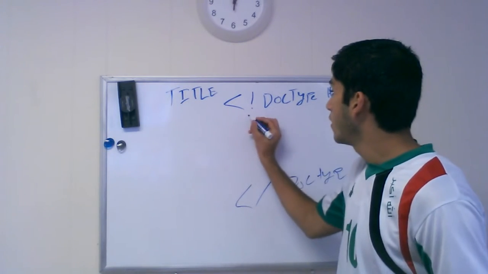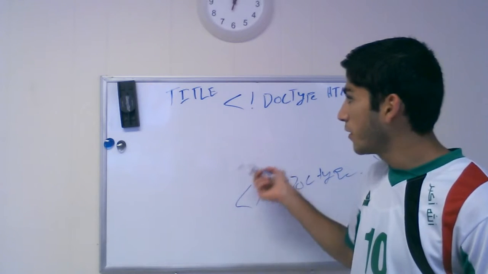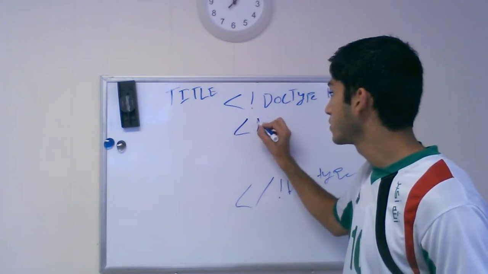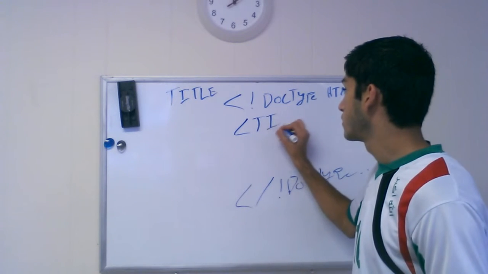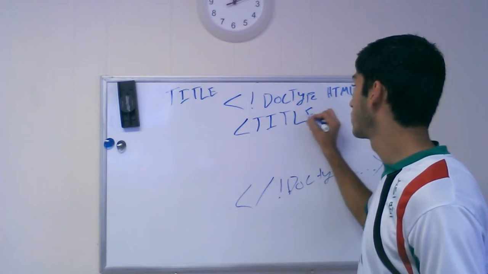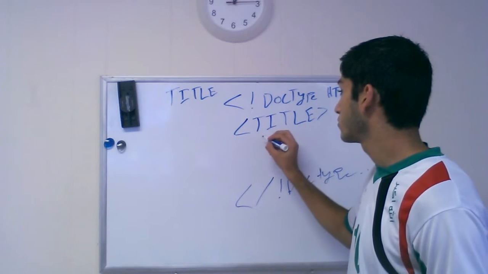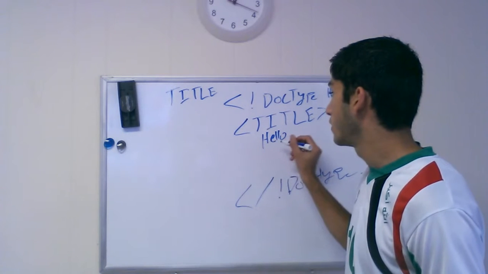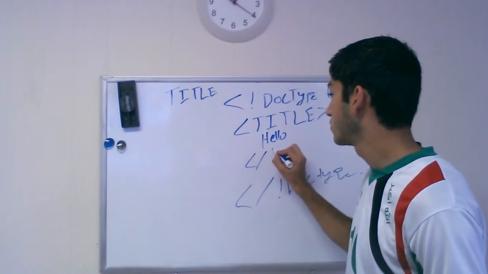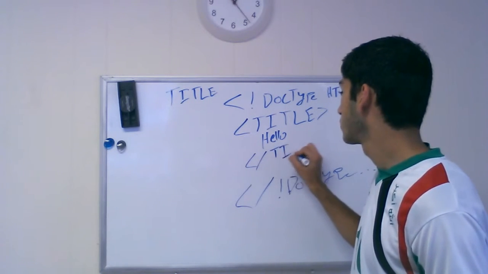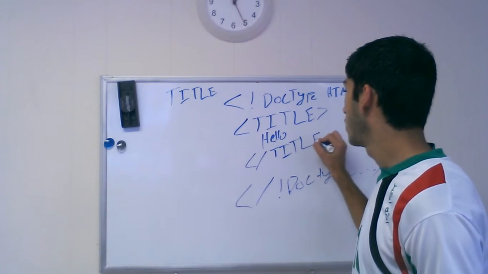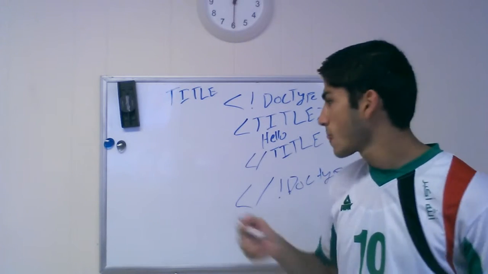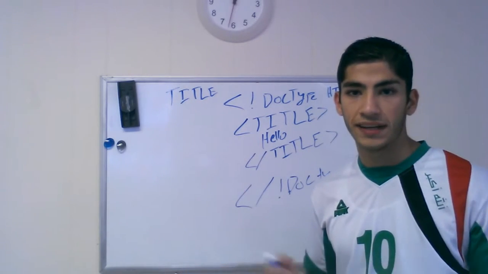So once again, what I like about HTML, it's very simple. In order to put in the title, all you have to do is open it, title, and you say hello. And then you close it. Then you go to File, Save As, and save it default or index.